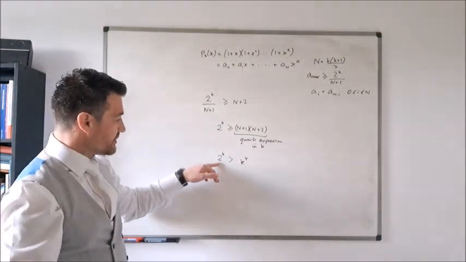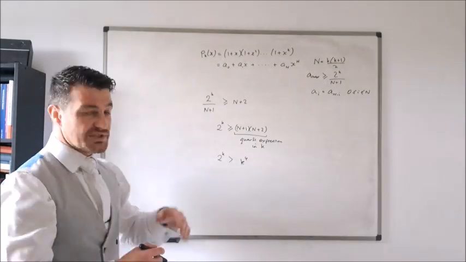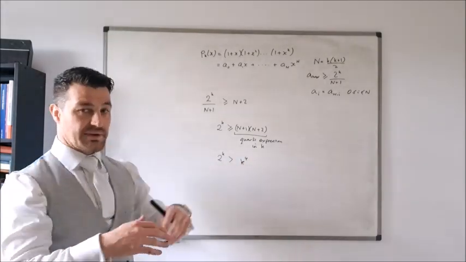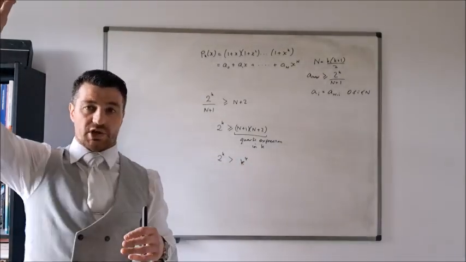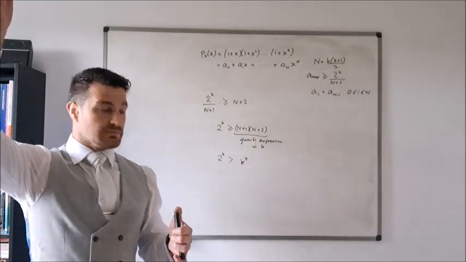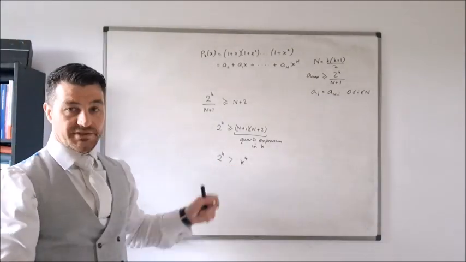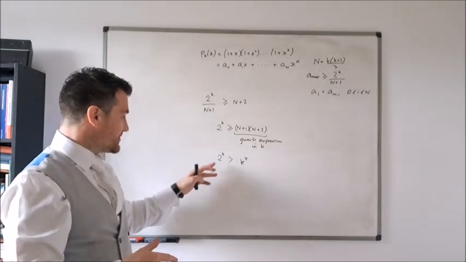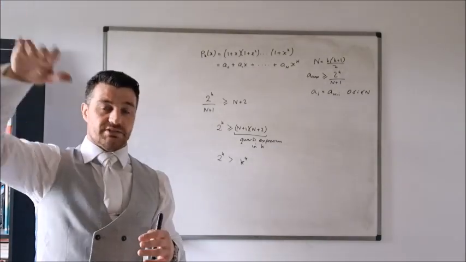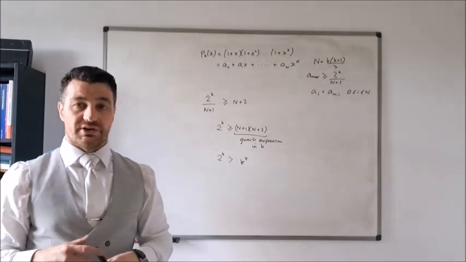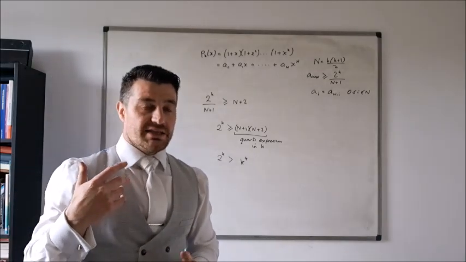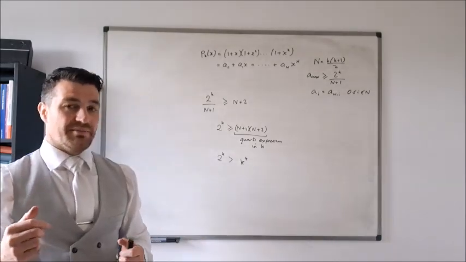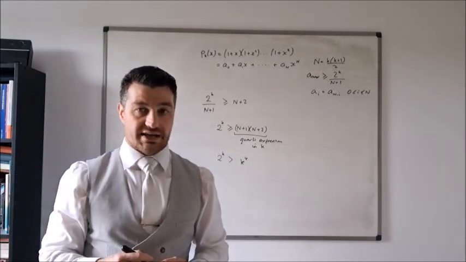An exponential, if I think about 2 to the power of x and x to the power of 4, 2 to the power of x will always outgrow x to the power of 4. There will be some value along the way at which 2 to the power of k is going to be greater than k to the power of 4. Now, in the MAT, it might be sufficient for you to just state that.